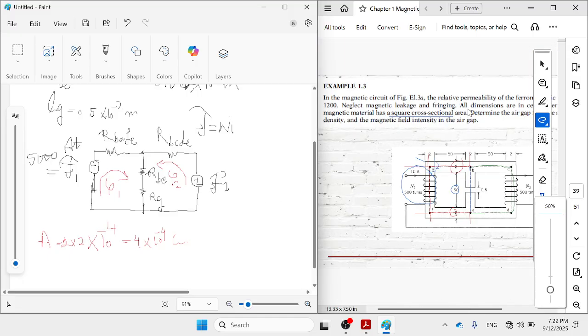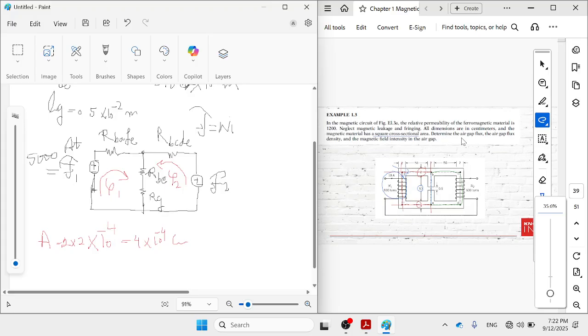Then what else? Determine the air gap flux. So they ask what is the flux here, phi g. Then air gap flux density. Oh, they ask for phi g. Then after that you can easily find Bg and then Hg, correct? Yes, Hg. Okay, what is the value here?